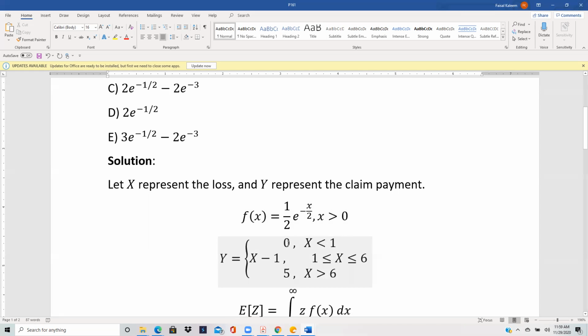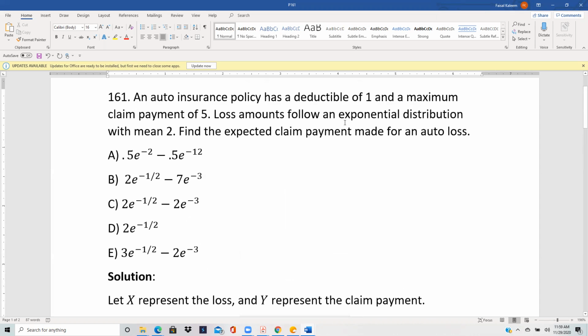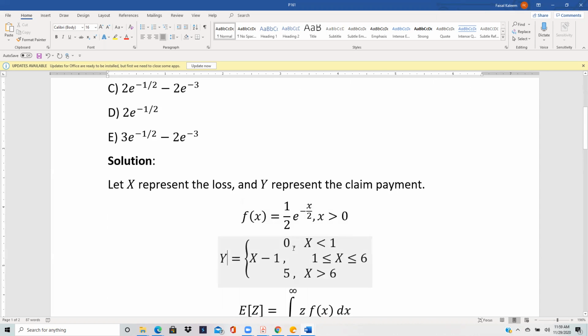So the payment will be 0 as long as the loss is less than the deductible. Remember, we said that the deductible is 1, and the maximum payment is 5. So when the loss is less than 1, there is no payment.